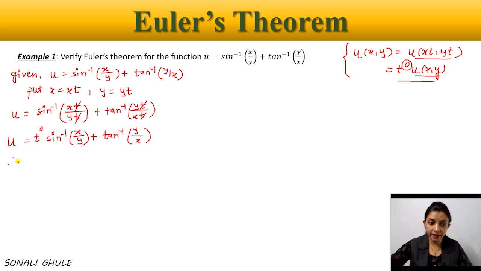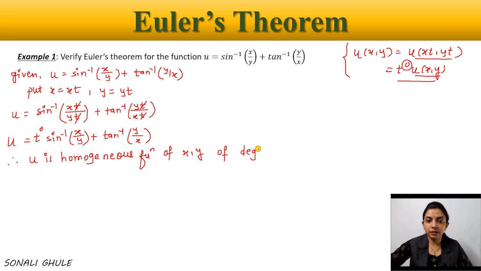Therefore I can write u is a homogeneous function of x y of degree n equal to 0. So here u is a homogeneous function of x y of degree n equal to 0.